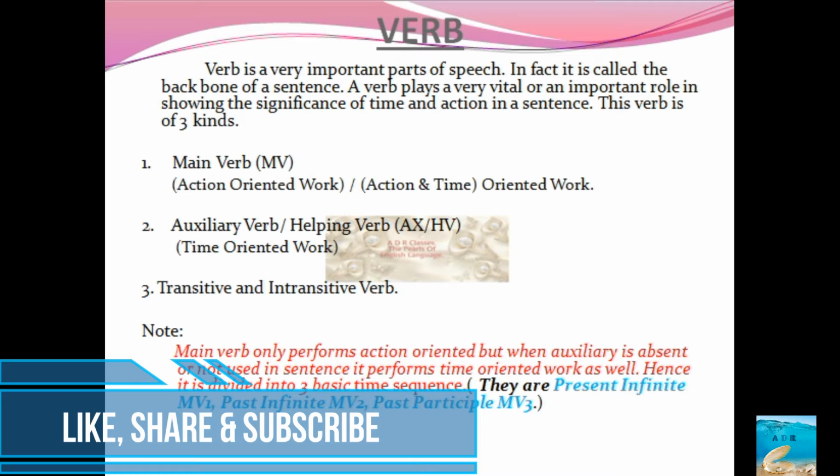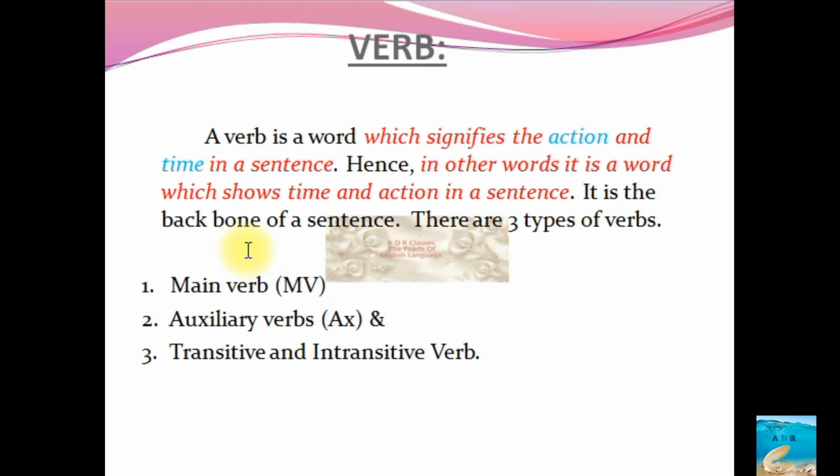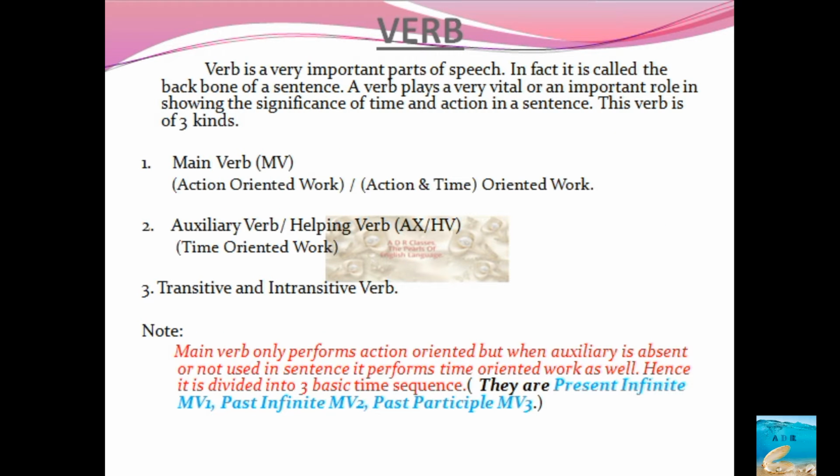Hello all. Today we are going to discuss part 2 of verb forms. In part 1 we discussed in detail how verbs are classified under three categories: main verb, auxiliary, and transitive and intransitive verbs. If you have not seen that video, I have given the link in the description, or you can refer to the videos on my channel. Here we are moving to the next concept, a detailed discussion of all these concepts.